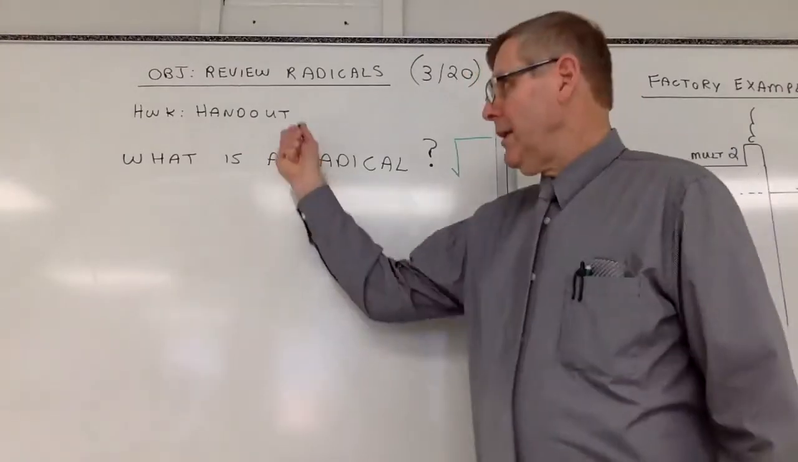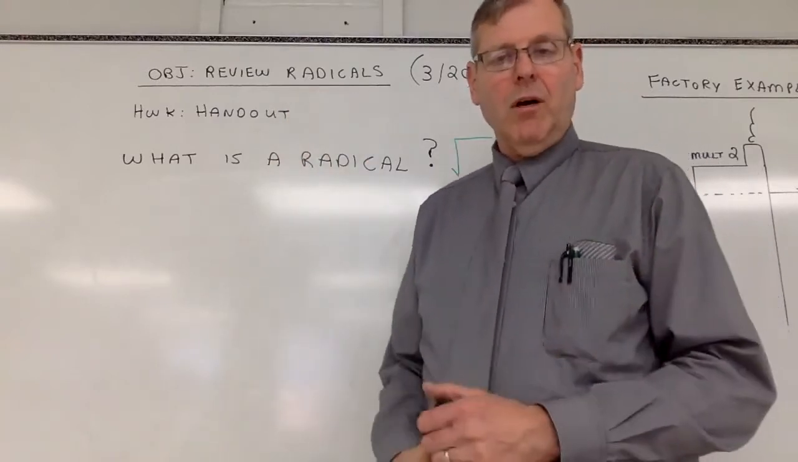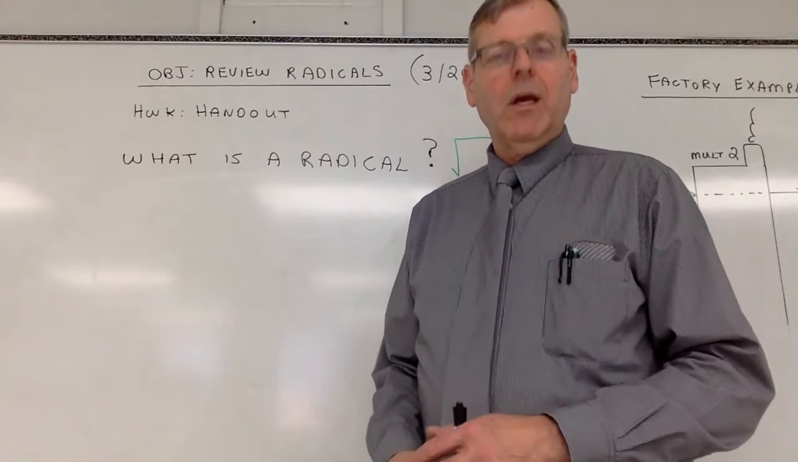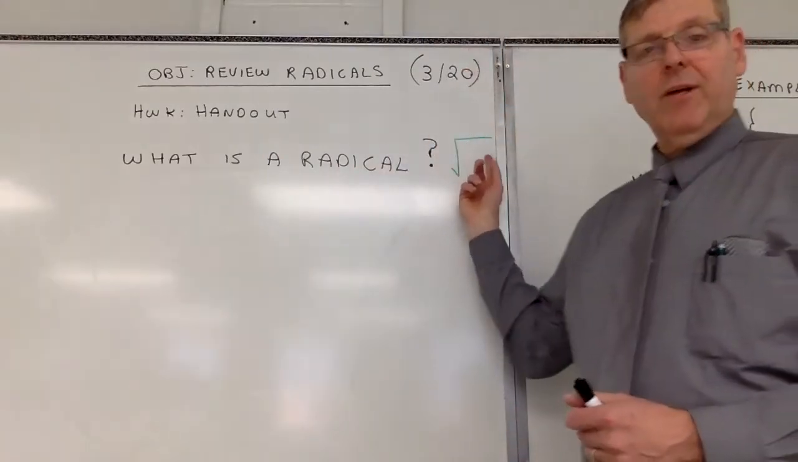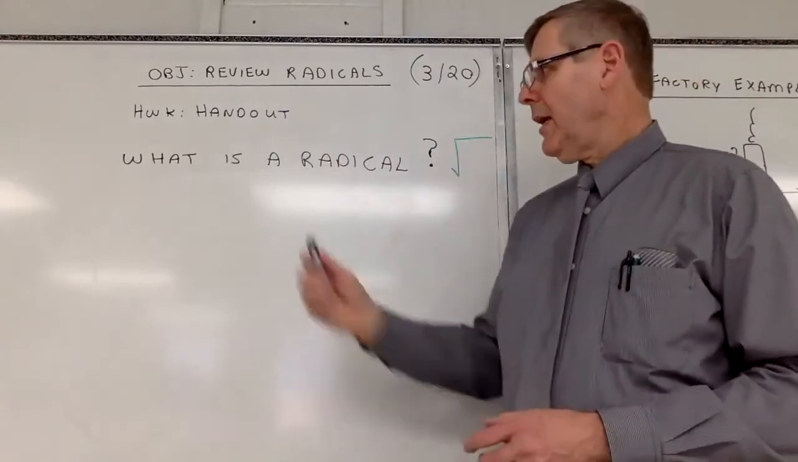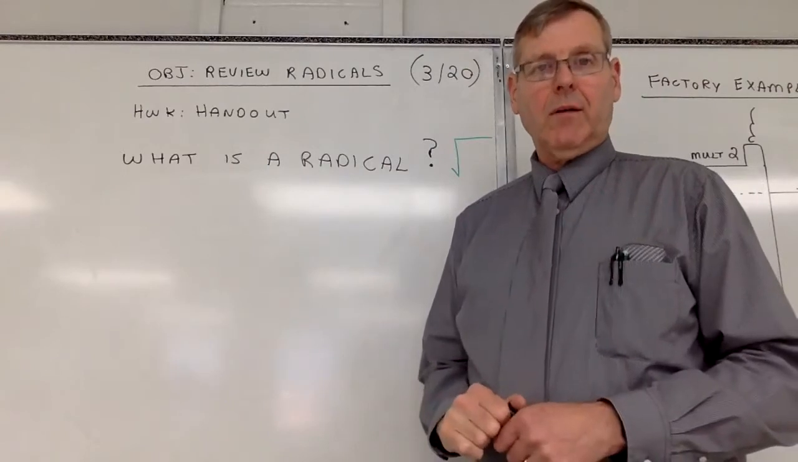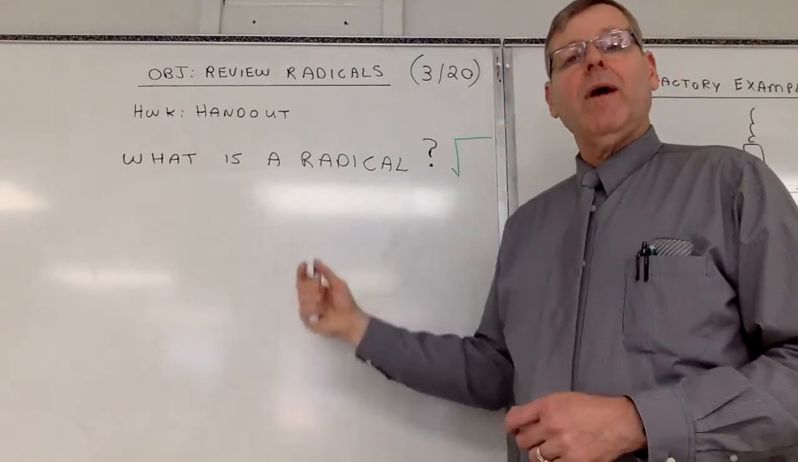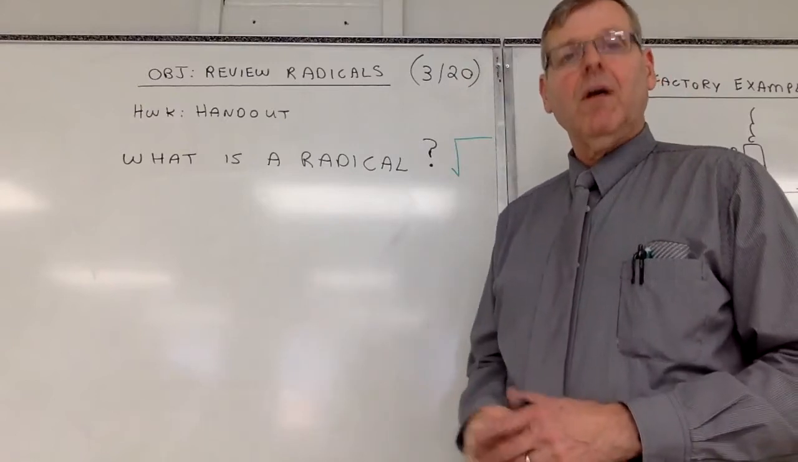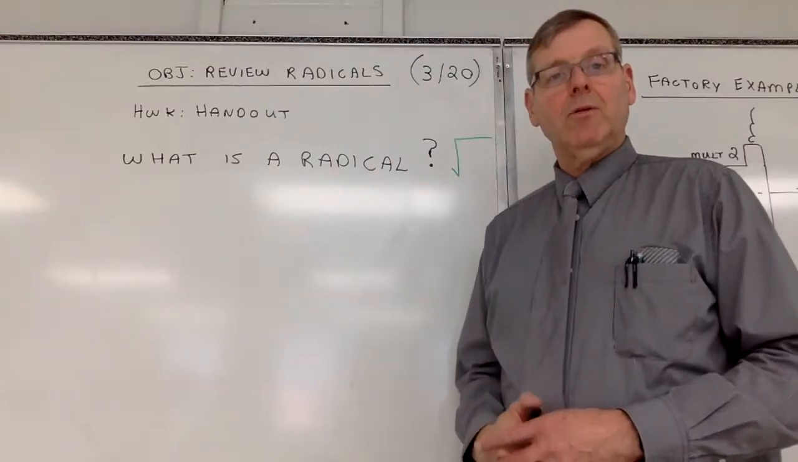Today's topic is reviewing radicals. What you did yesterday was solve Pythagorean theorem problems. What you noticed there was that you often got an answer that involved a square root. Well, that leads us to the question of what is a radical? A radical is simply a number that you have to multiply by itself a designated number of times to get back to where you started from.